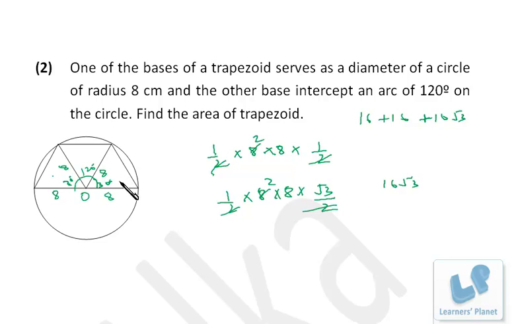This plus this plus this, right? So I can take 16 as common, 1 plus 1 plus root 3, or 2 plus root 3 into 16, that will be the area of this trapezium. Okay, so we have used the concept of trapezium as well as the sine formula to find out the area of a triangle. Okay, I hope you are clear.